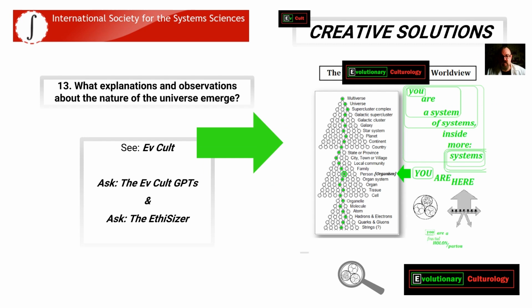Next. What explanations and observations about the nature of the universe emerge? Again, that's one answer. You get the Ev Cult worldview using the 3 laws to determine the units on the scale levels and then see how they interact. Are they competing or cooperating or doing both, or does there need to be an intervention, etc.? Are there systems pathologies and so on?